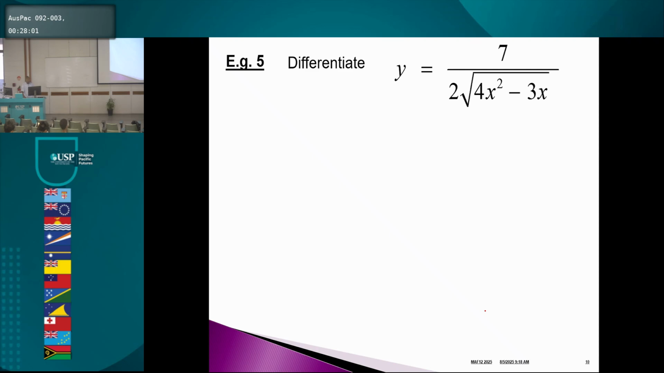Again, same case. The numerator is just a number, so don't use quotient rule here. Move this up. Square root, what's the power representing square root? To the power half, and then we move it up to the power negative half. Identify your inner, identify the outer. So let's differentiate the outer. Move the negative half to the front, multiply it to this, and reduce the power by 1.